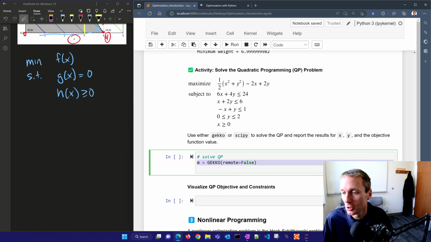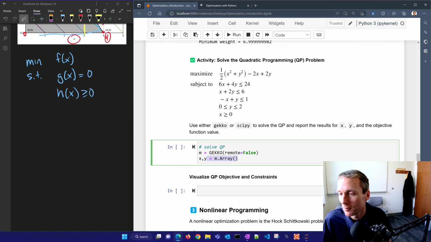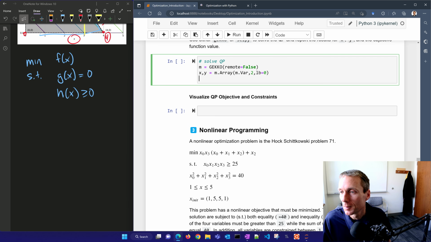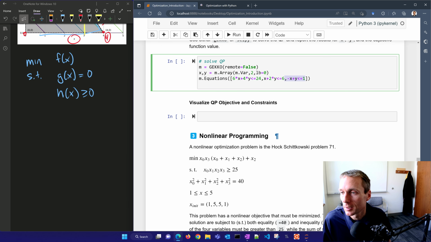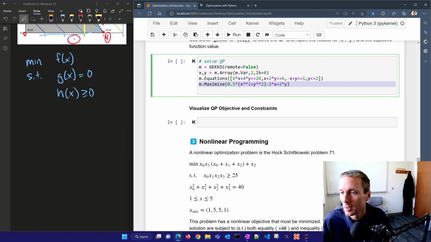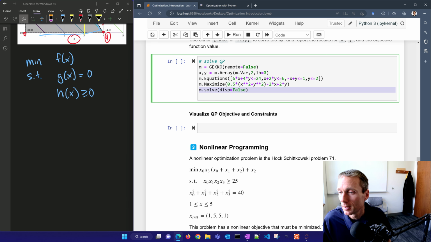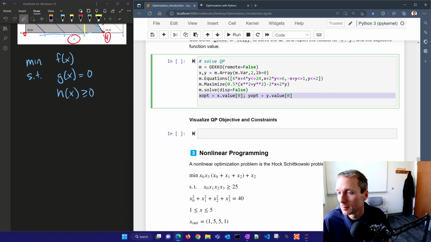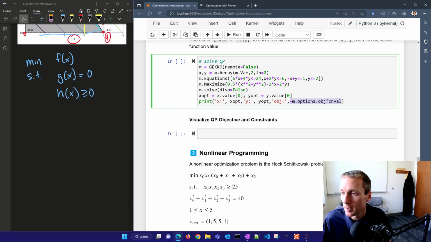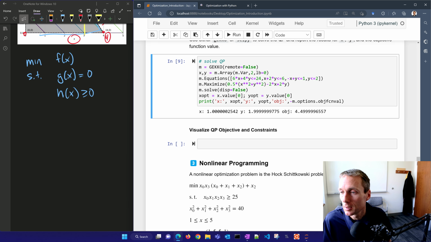Okay, solve the QP. A lot of this is going to be a repeat from what you saw before, so I'm going to go a little bit fast through it. There are all my equations, and then I'm just going to change maximize to that new quadratic programming problem. Then I'll solve it, get the results, and print x and y, and my objective function as well. So here I can see that it's 1 and 2, and you can see the objective value here.